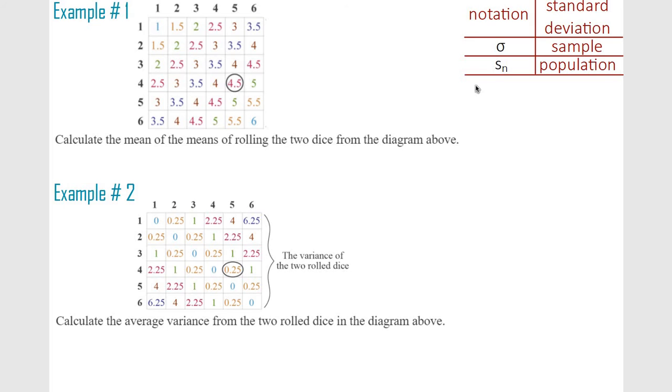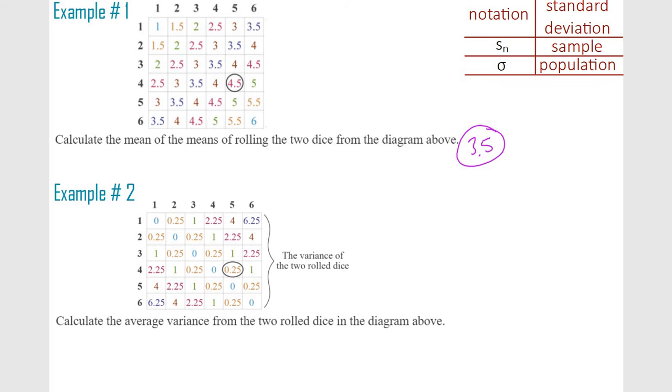Okay, so let's look at this. Some notation you want to know: when you do a sample standard deviation, you use this. When you use the population, ooh, this is not right. That is your sample. Sigma is your population. My bad. All right, so let's calculate the mean of the means of rolling 2 dice. So these are all your possible values. You add them all up. You divide by, let's see, there's 36 of them. You should get 3.5.